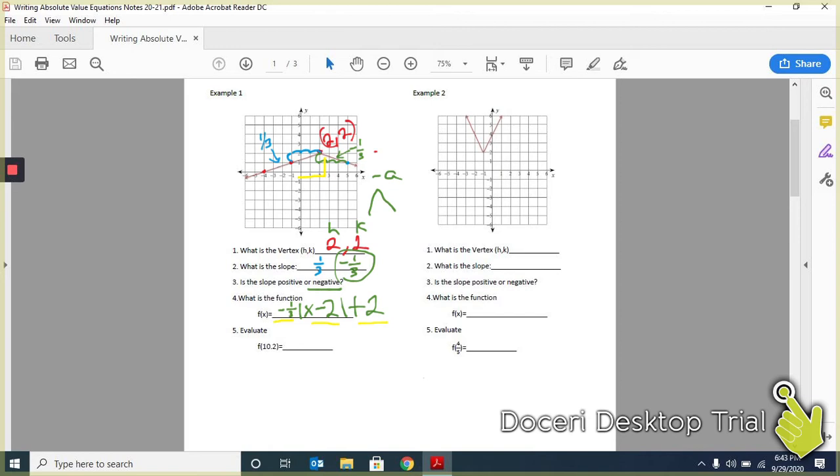Once you have that piece, you're probably going to be asked to evaluate something. When we evaluate, all that means is we take our equation and plug it in. For example, I can do negative 1/3 times the absolute value of 10.2 minus 2, absolute value, plus 2. You're going to do a little bit of math, and again, it would be negative 1/3 times the absolute value of 8.2, plus 2.